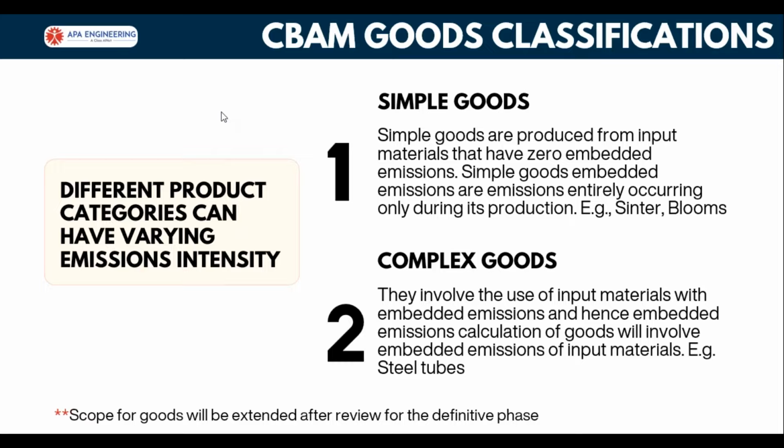So you have simple goods that are produced from input materials. They have zero embedded emissions. Examples are sinter and blooms and all that. And you have complex goods. They use input materials with embedded emissions, so they become complex. For example, you have steel tubes.